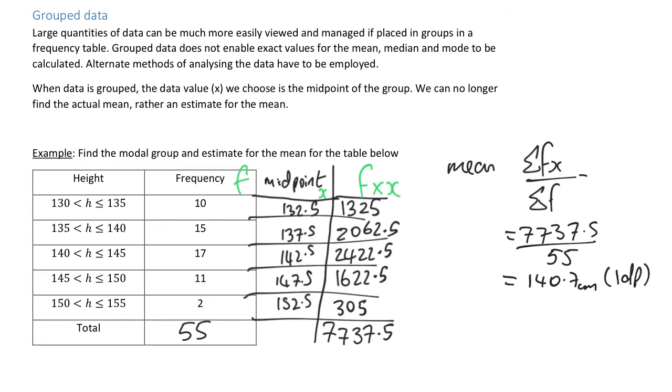The modal group then was the next that we had to work out, and the modal group is the one with the highest frequency. So 17 has the highest frequency, but 17 isn't the mode. The modal group then is everything from 140 to 145.